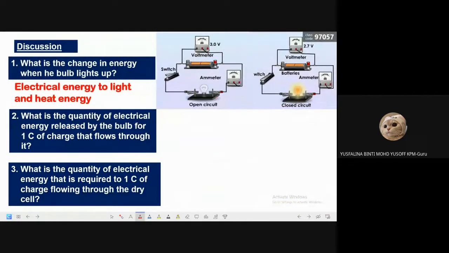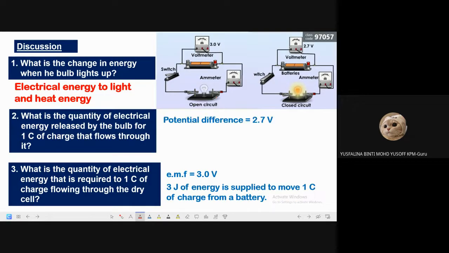What is the change in energy when the bulb lights up? Of course, electrical energy to light and heat energy. So what is the quantity of electrical energy released by the bulb for 1 coulomb of charge that flows through it? The potential difference is 2.7, so 2.7 joule of electrical energy is released by the bulb for 1 coulomb of charge.